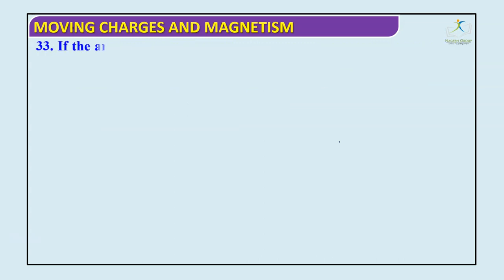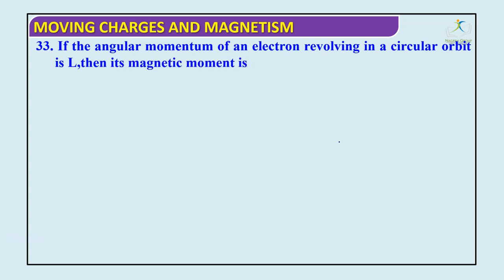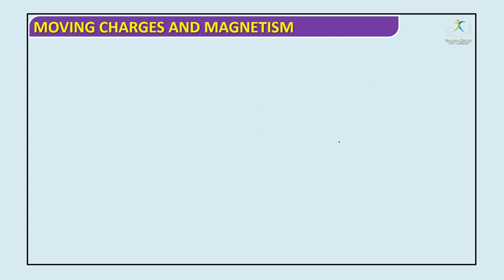Moving ahead with the next question. If the angular momentum of an electron revolving in a circular orbit is L, then its magnetic moment is: EL by M, EL divided by 2M, or 0. The correct answer for this question is EL by 2M. Next question we have.